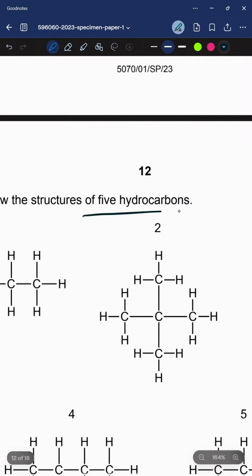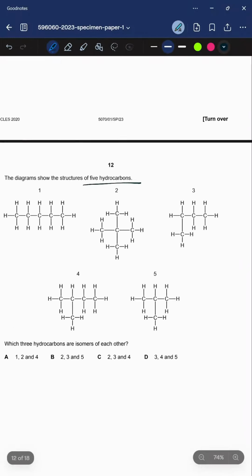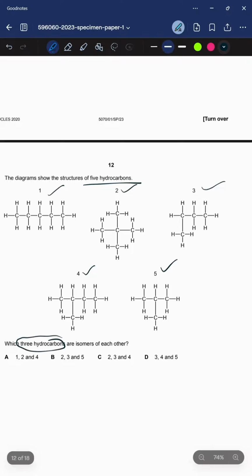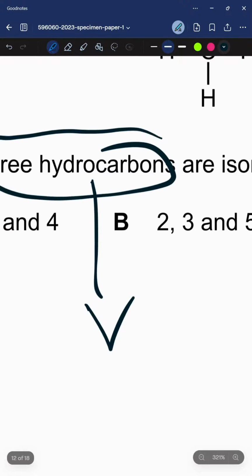The diagram shows the structure of 5 hydrocarbons. So we got 5 hydrocarbons, 1, 2, 3, 4, and 5, which 3 hydrocarbons are isomers of each other. Now, hydrocarbons, first technical term, and the second is isomers. Let's first understand what is a hydrocarbon.